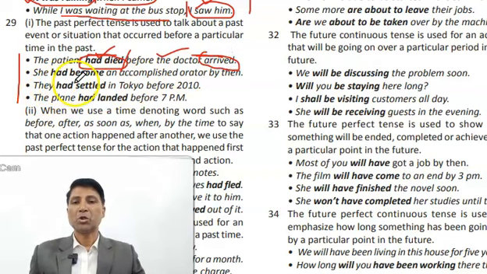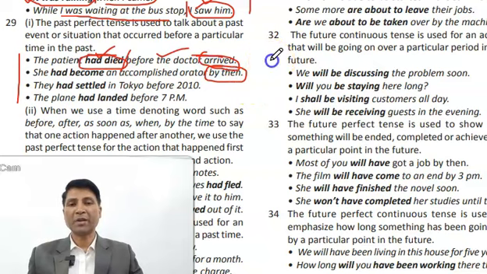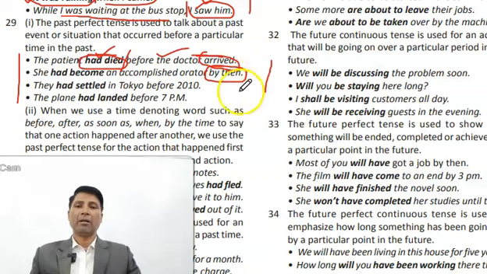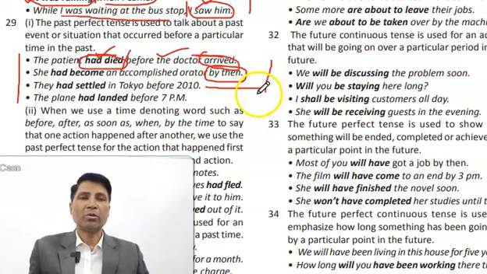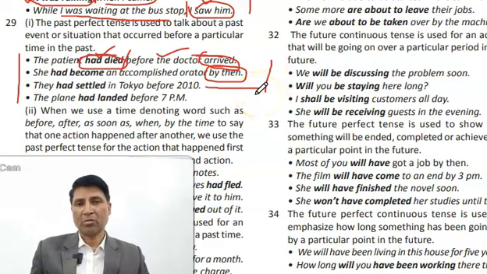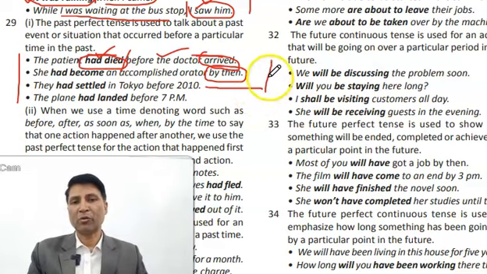Likewise, she had become an accomplished orator by then. So here, by then refers to a point of time. Imagine this is a point of time in the past. And this action is completed before this point of time. So in the past, when an action is completed before a point of time, the action must be in the past perfect.